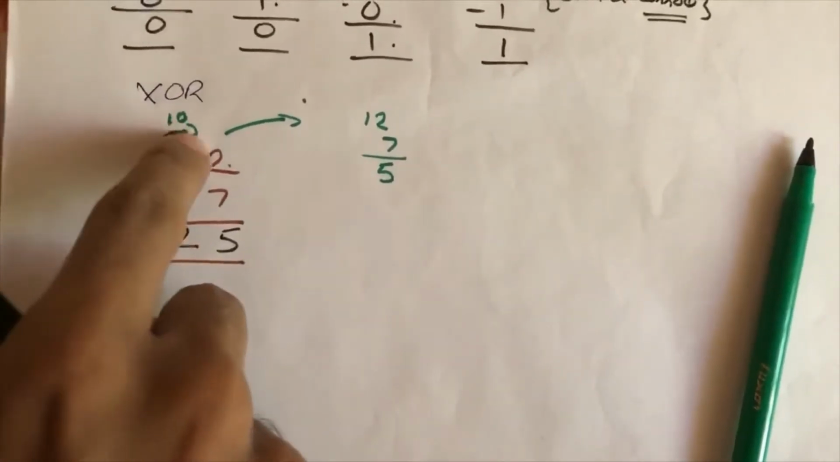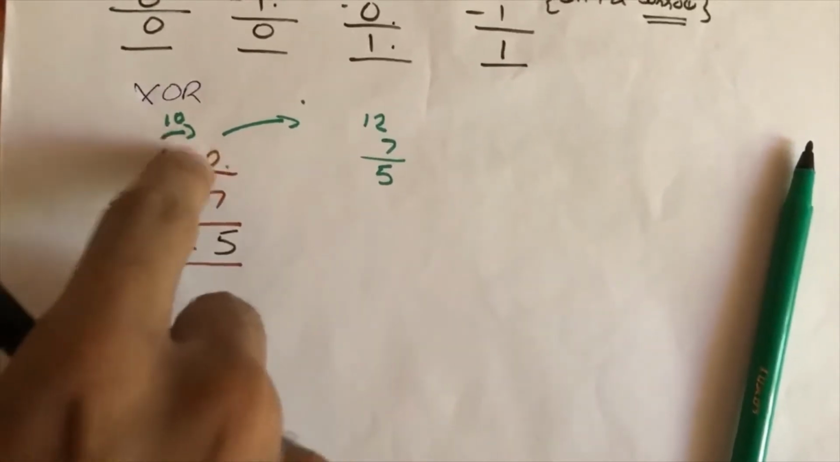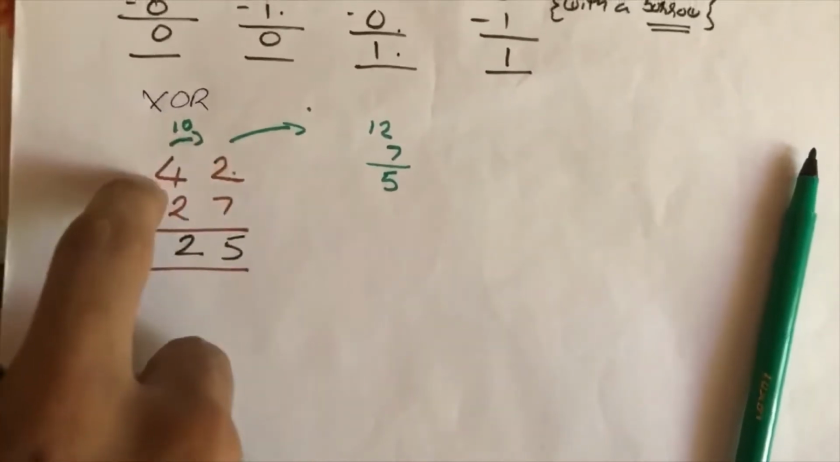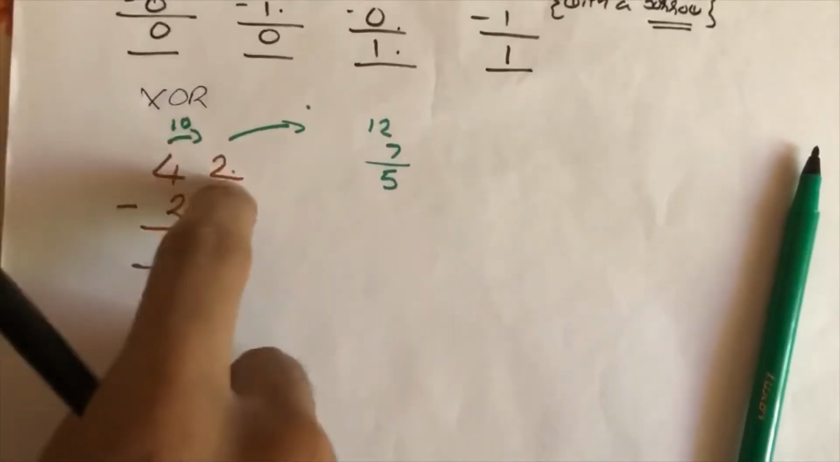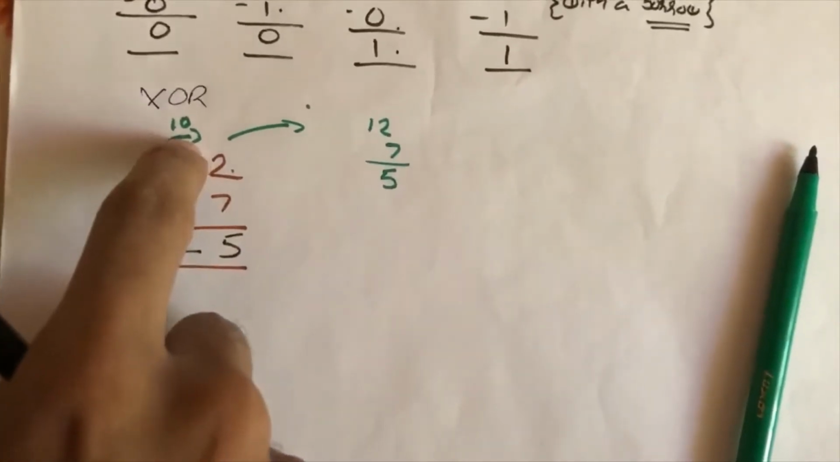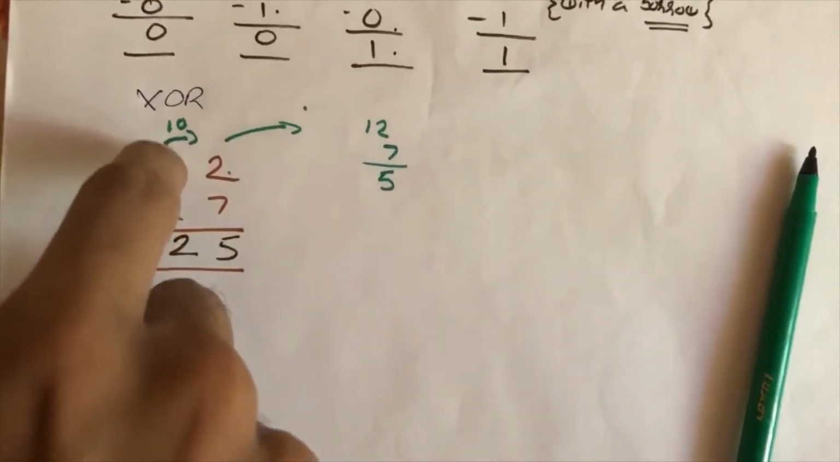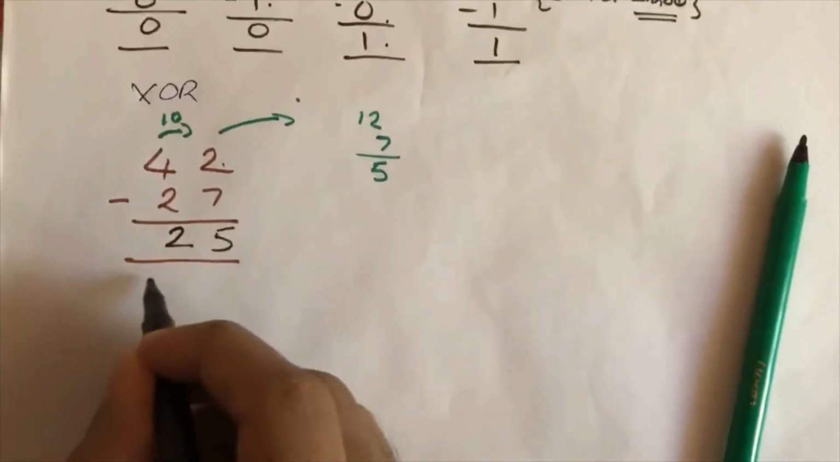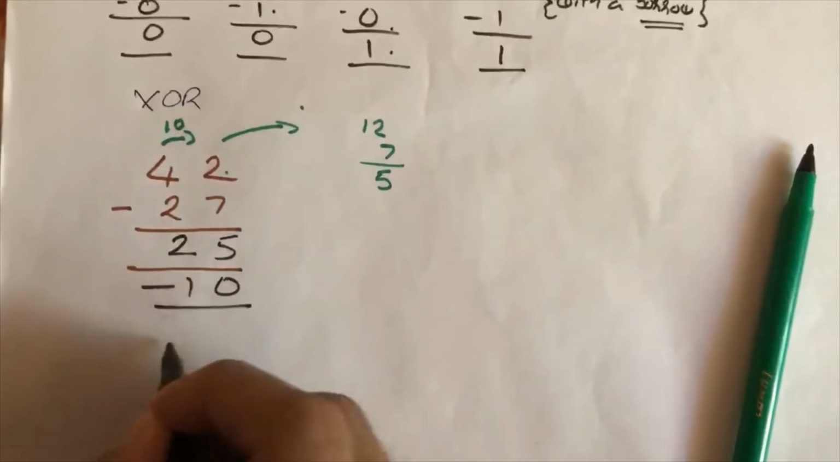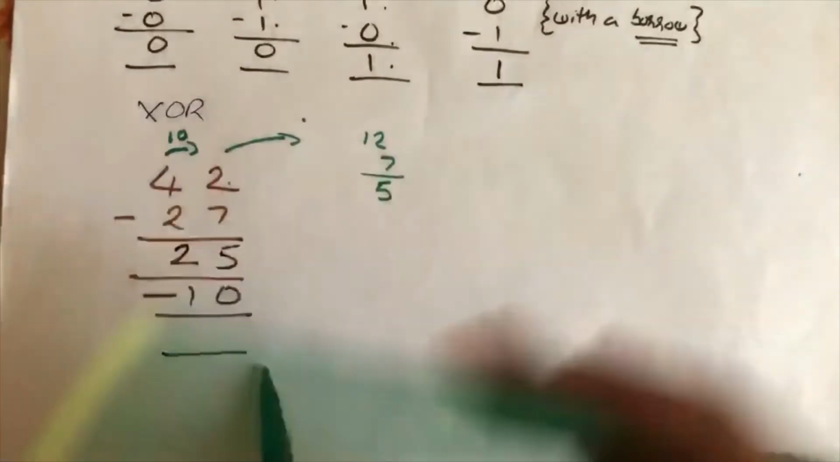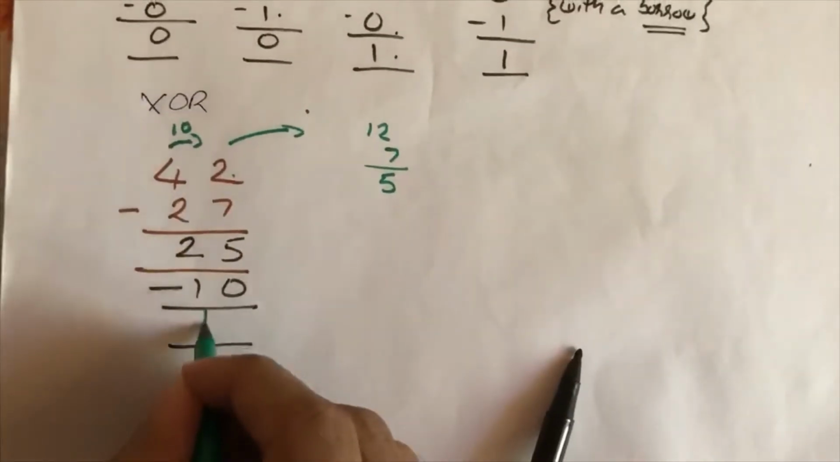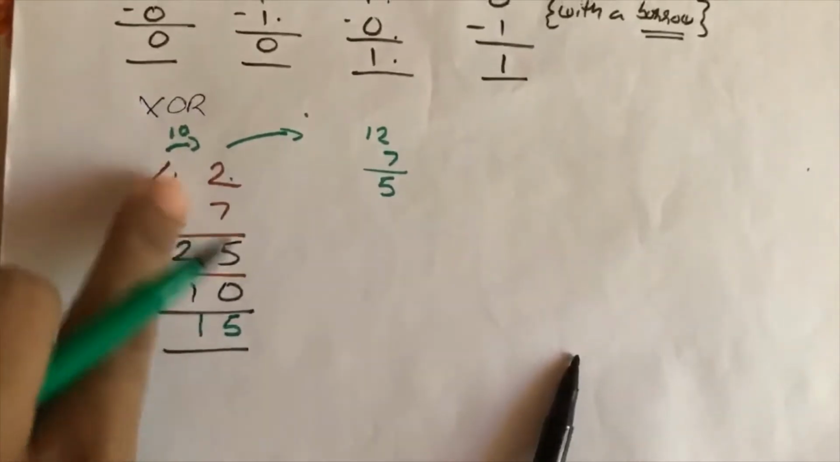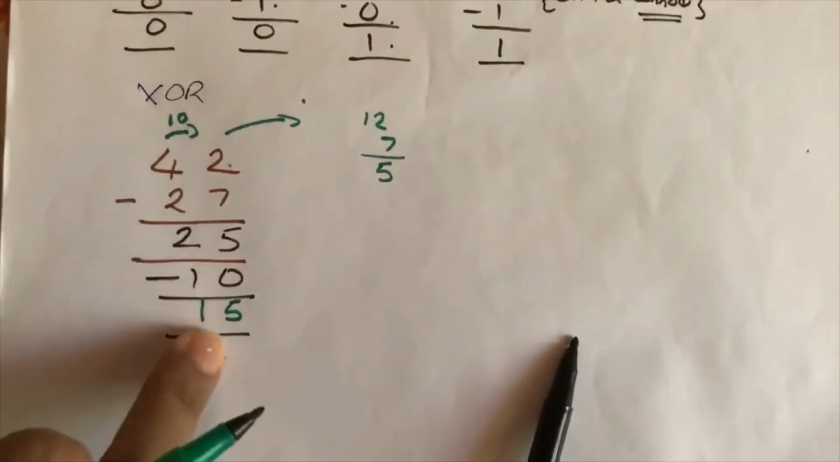Because we borrowed a 10. We borrowed a 10 that is not there in the ones place of 42, so it was an extra 10. Therefore, what we borrowed, we had to return. So subtracting the 10 that we borrowed, we will get 15, and that is the right answer. 42 minus 27 is 15.